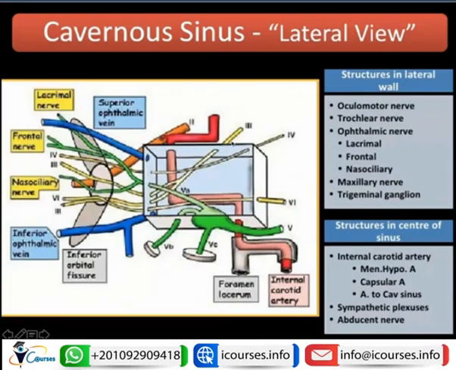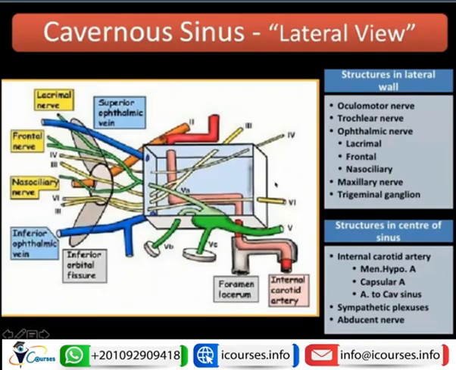The fourth cranial nerve enters the cavernous sinus below the oculomotor nerve. However, it crosses the oculomotor and rises up to emerge from the cavernous sinus above the third nerve. That is because it wants to supply the superior oblique muscle, so it will go high. It will enter the superior orbital fissure to supply the superior oblique muscle, which is present at the roof.